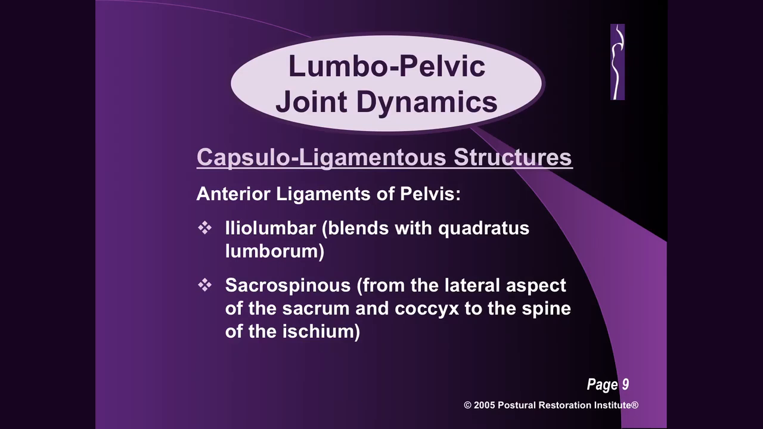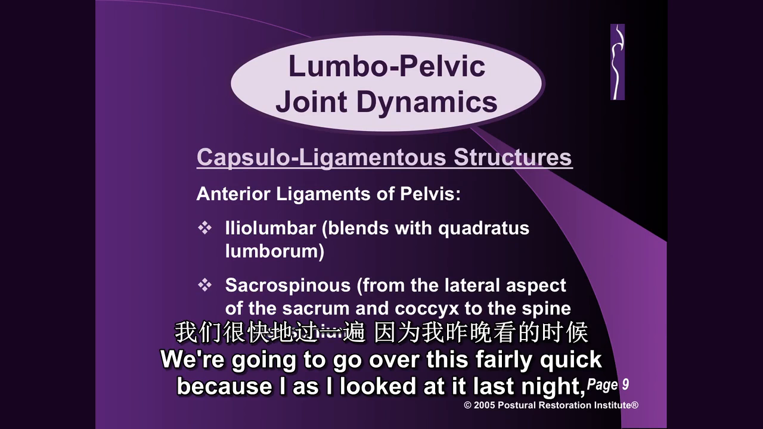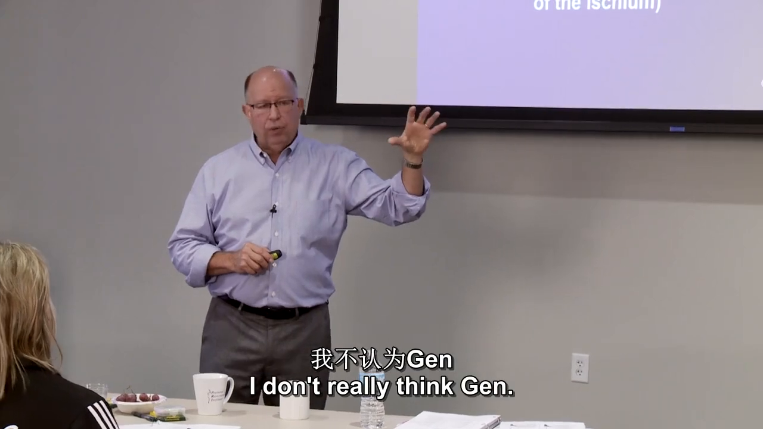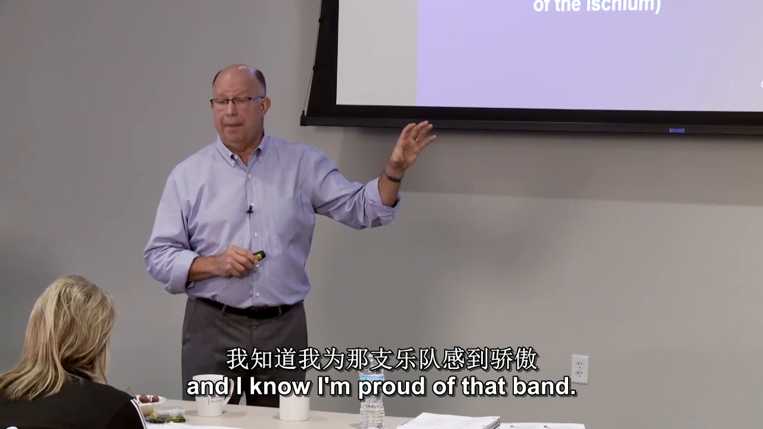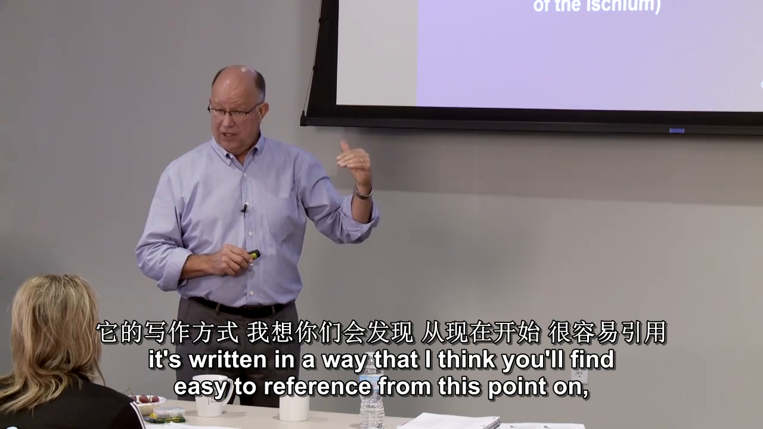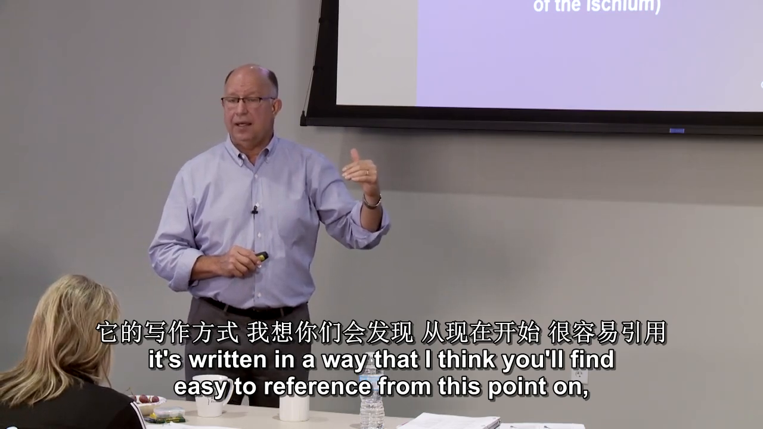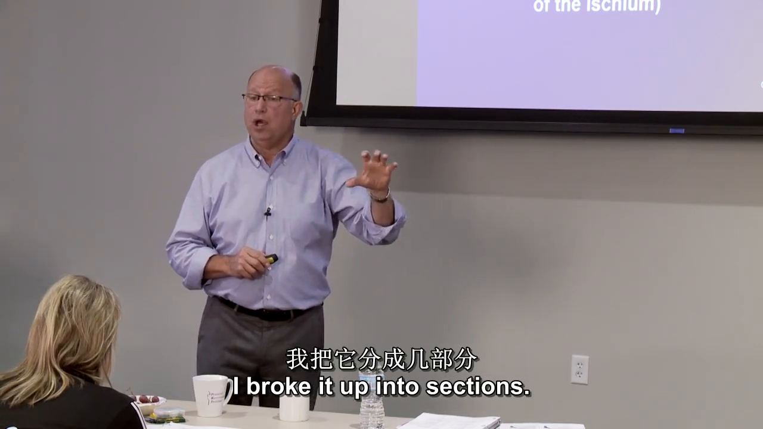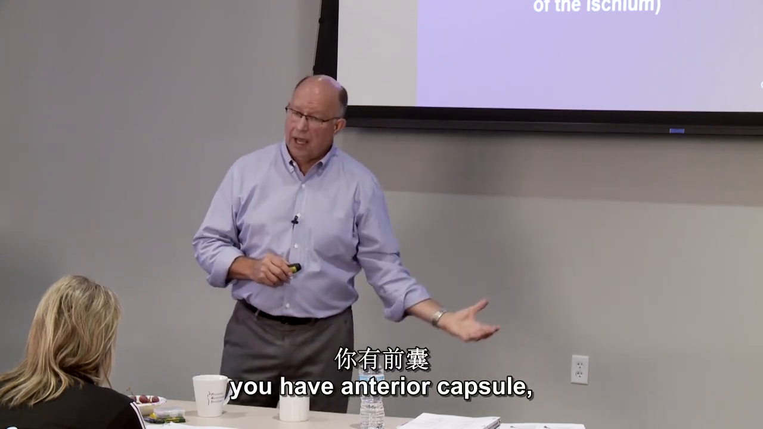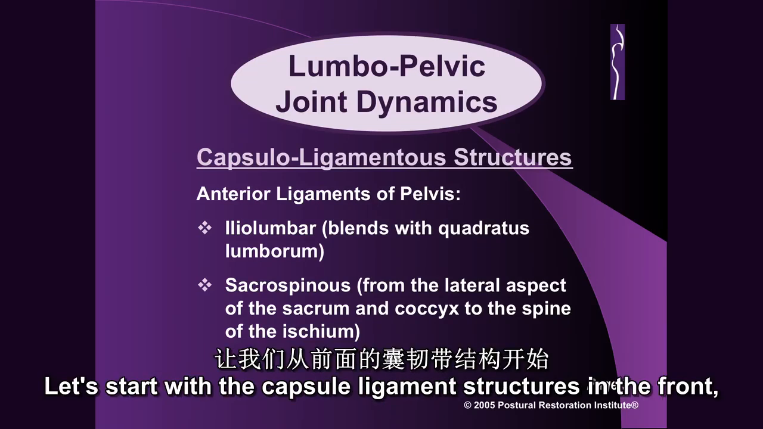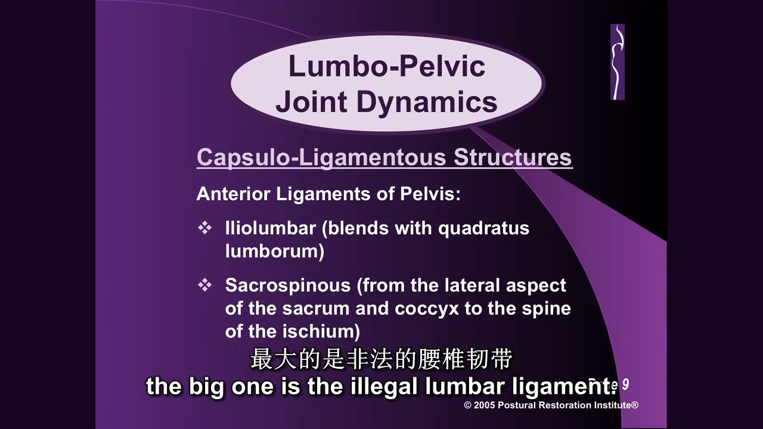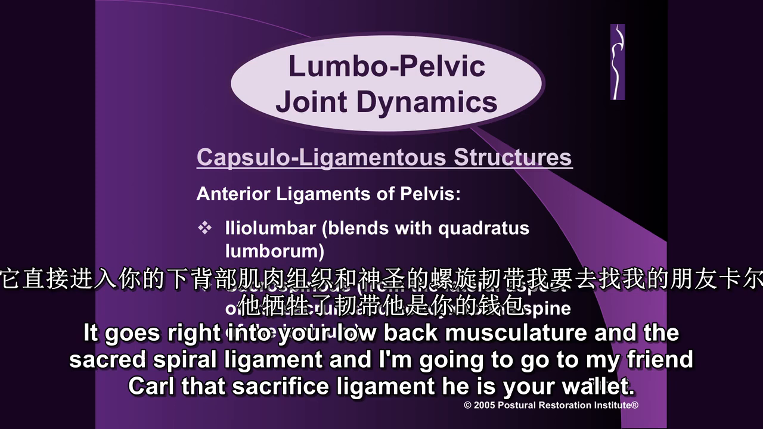Page 9. We're going to go over this fairly quick because as I looked at it last night, I don't really think, Jen, over the years, this has changed a whole lot. And I'm proud of that, Ben. So if you look at it, it's written in a way that I think you'll find easy to reference from this point on. I broke it up into sections. You have anterior capsular ligaments, and you have posterior ones. Let's start with the capsular ligament structures on the front. The big one is the iliolumbar ligament. It goes right into your low back musculature, and the sacrospinous ligament.